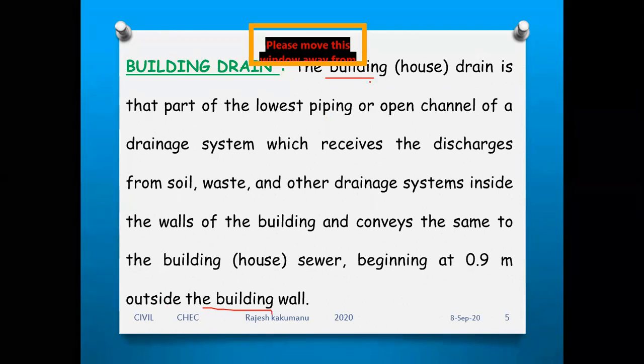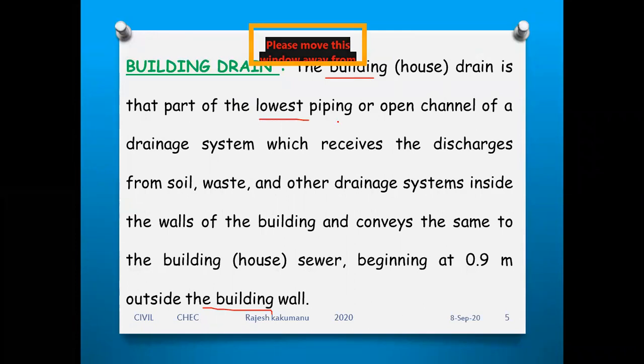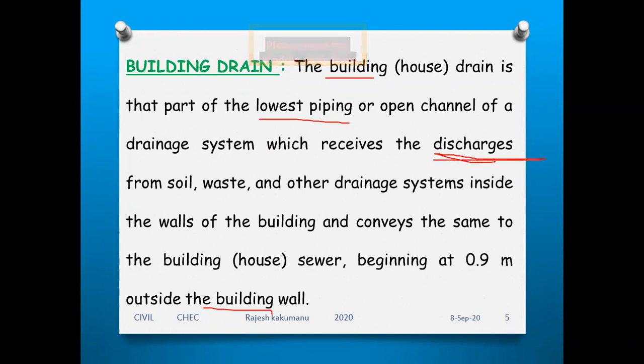So building drain means, prati intiki or building, it is a drain system where it is connected outside the lowest piping open channel of the drain system, which receives the discharges and the waste from your commode, from your wash basins, from other drainage systems inside the walls of the building and conveys the same to the building sewer beginning at 0.9 meters outside the building wall. అర్థమైందా? బిల్డింగ్ లోంచి వచ్చే ప్రతి చెత్త, దట్ ఈస్ ద ప్రతి డిశ్చార్జ్, బిల్డింగ్ లోంచి వచ్చే, హౌస్ లోంచి వచ్చే, from the toilet, from the wash basin, from the kitchen waste, from the general waste, whatever the things are coming and forming outside the building wall at some distance is nothing but the building drain.